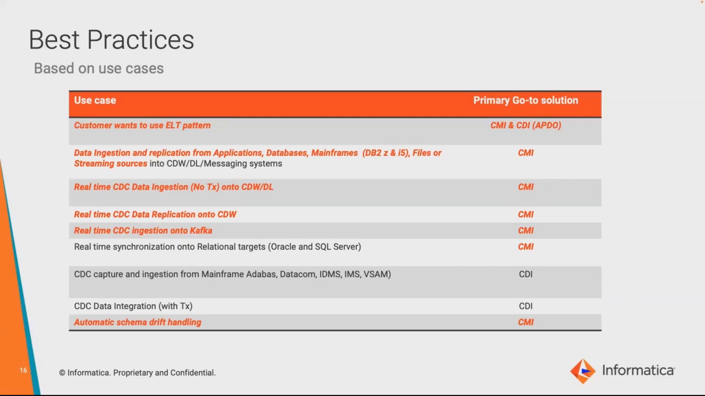Then on the second part, if at all we see applications, databases, mainframe, which quote unquote consist of DB2 i Series or z/OS in our case, or files, and you want to ingest it into maybe a data lake or maybe a cloud data warehouse, replicate the changes, then CMI is the go-to solution for you. The same is the case for real-time CDC ingestion as well, when there is no transformation as such, which is mostly the ELT pattern again, and there you should be using CMI, which is Cloud Mass Ingestion.